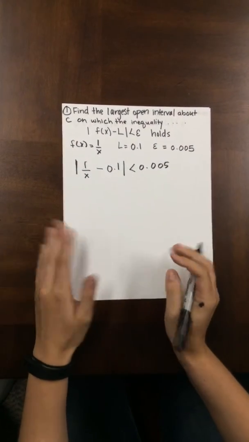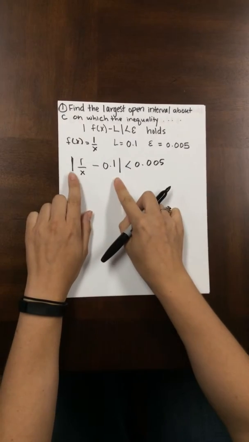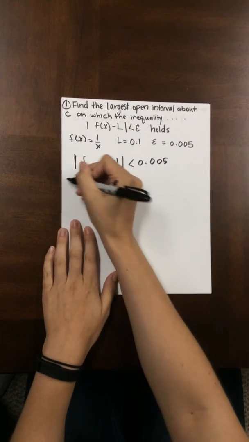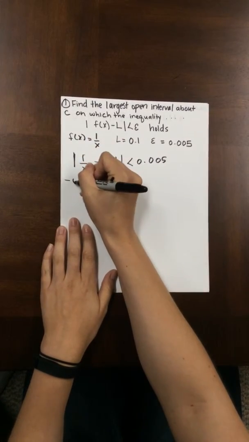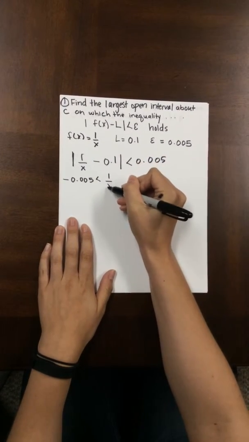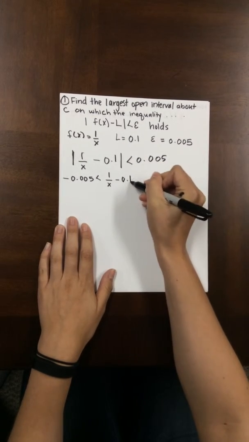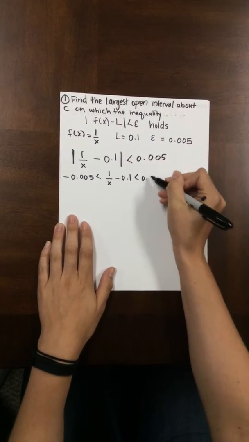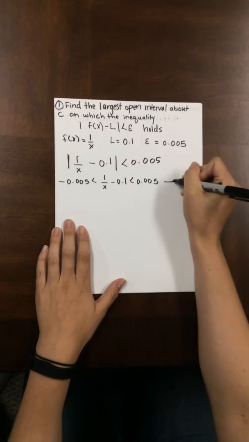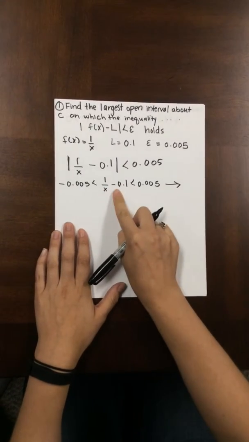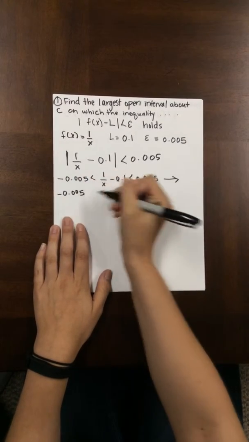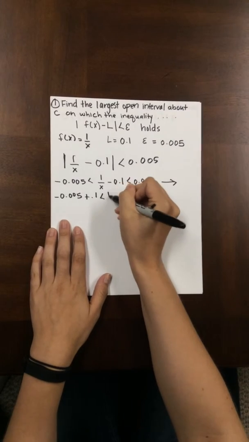Now, our next step from here is to solve the inequality. Because of the absolute value, this is going to have a positive and a negative value, and we will write it as follows. We will write negative 0.005 less than 1 over x minus 0.1 less than a positive 0.005. And we begin solving this. So then the next step is we want to get x alone. So we're going to add 0.1 to each side.